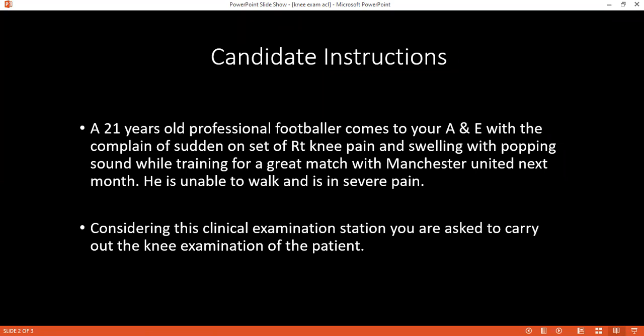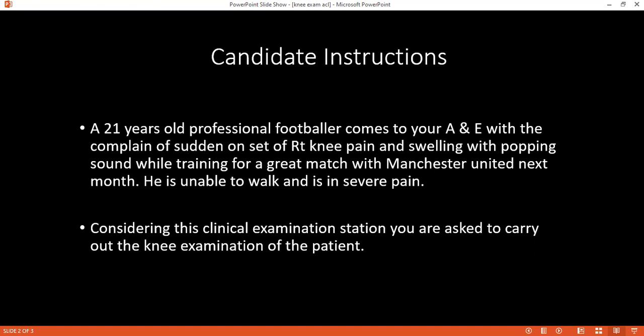Next one, I'm going to go for this one. Right. If you have read and understood, kindly begin your examination station.